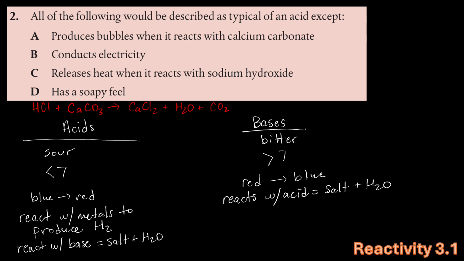C says releases heat when it reacts with sodium hydroxide. So again, let's use HCl. If we have HCl and sodium hydroxide reacting in a neutralization equation, that means we're going to form NaCl, which is a common salt, and water. Now, the covalent bonds in water release a lot of energy when they are formed, which is why this neutralization equation is an exothermic reaction.